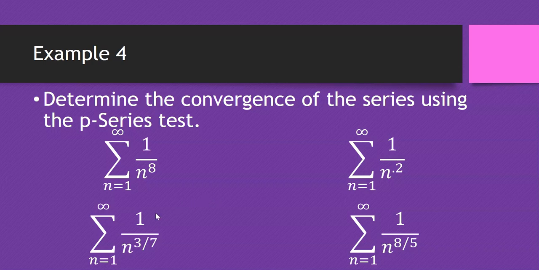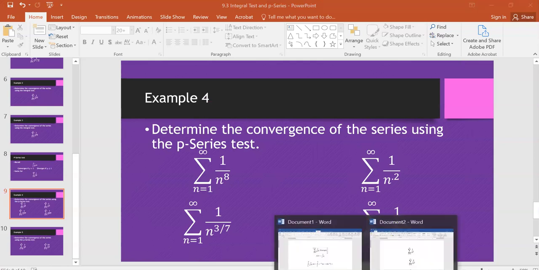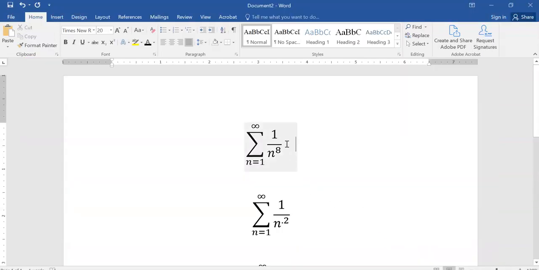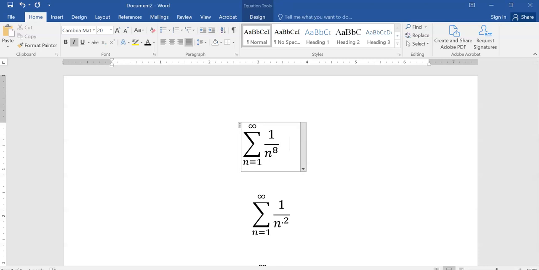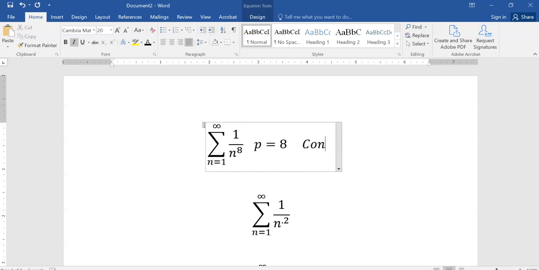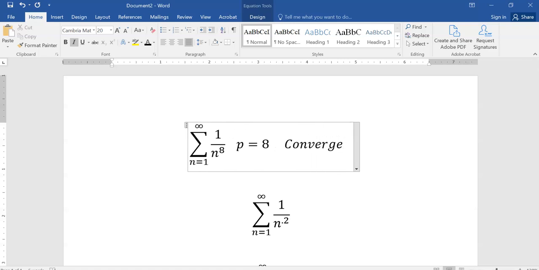So let's take a look at all 4 of these. I'm going to do this on an actual Word document so that we can see it a little bit better, but here we go. The infinite sum from 1 to infinity of 1 over n to the 8th. Well, simply put, p is equal to 8 this time. 8 is bigger than 1, so this thing is going to converge.